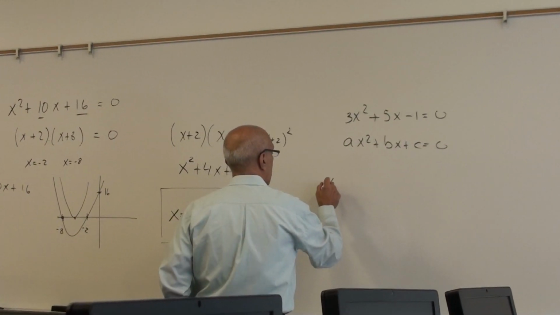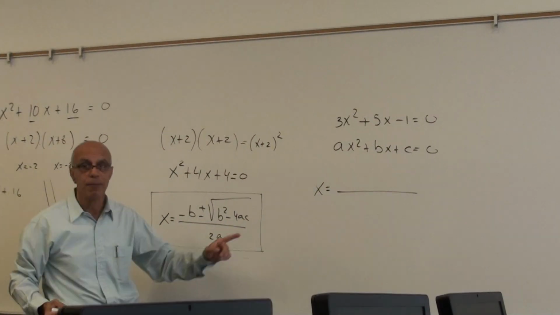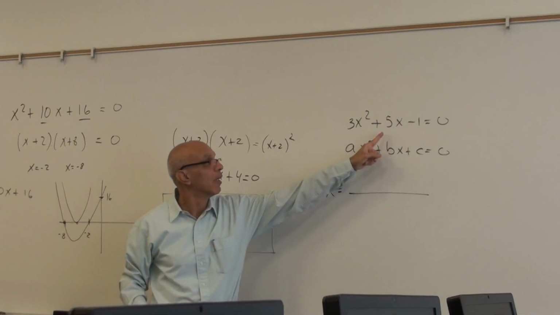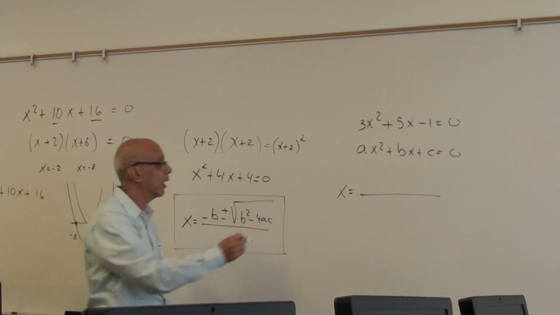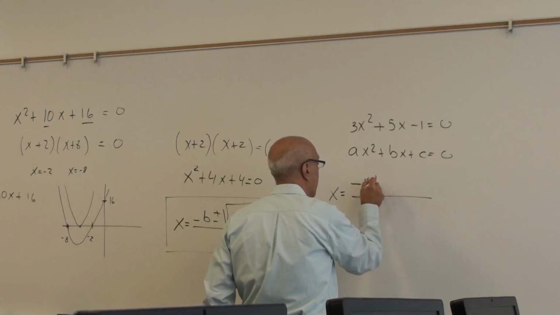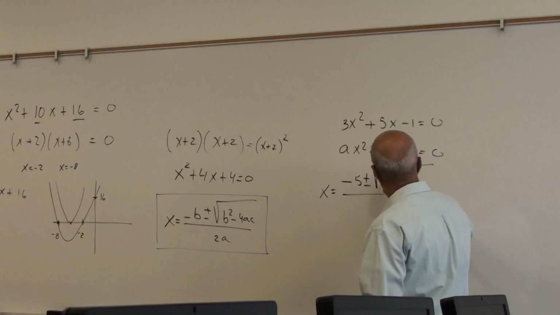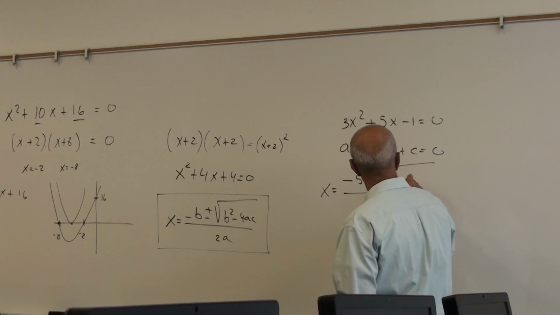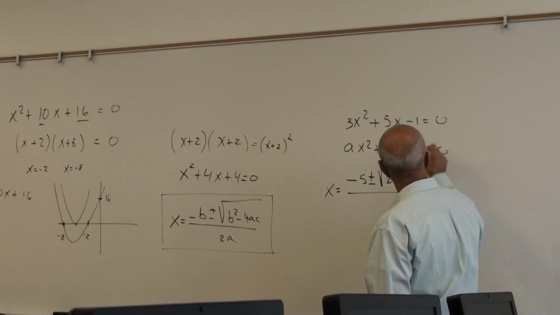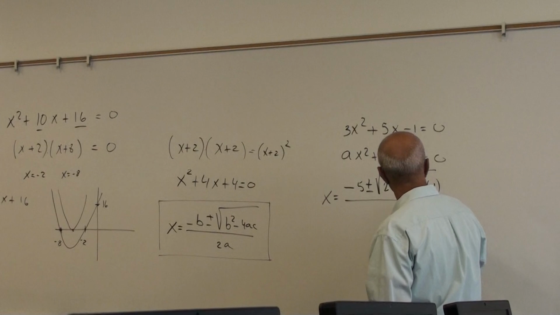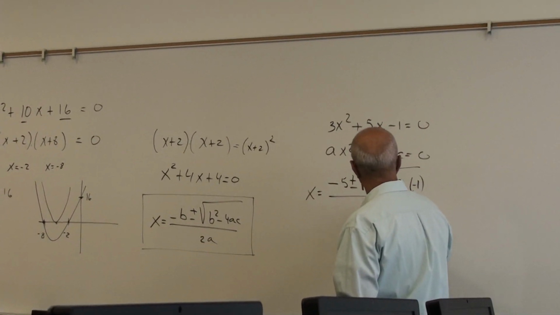So let's do it. x equals, what is b here? What is the value of b? 5. So I have here a negative b, right? So I'm going to put -5, plus or minus square root of 25 minus 4 times a is 3, times c is -1, okay? All right? And here I have 2 times a is 3.